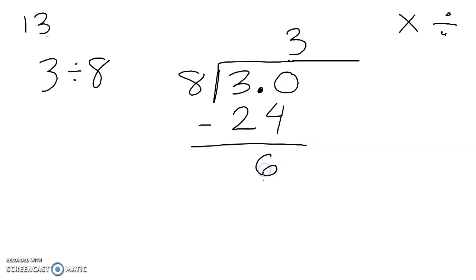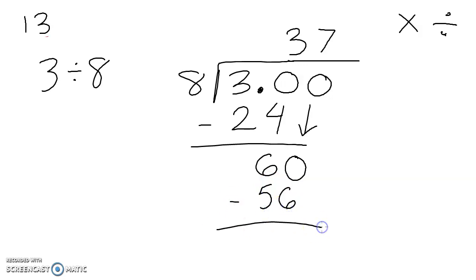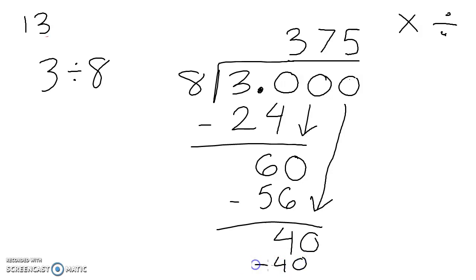I then subtract and I get 6, and 8 does not go into 6, so I have to add another 0 and drop it down to get 60. Now 8 goes into 60 7 times, because 7 times 8 is 56. I'm going to do my subtraction again. 8 does not go into 4, so I'm adding another 0 and dropping it all the way down. 8 goes into 40 exactly 5 times, because 5 times 8 is 40. So I would get 0.